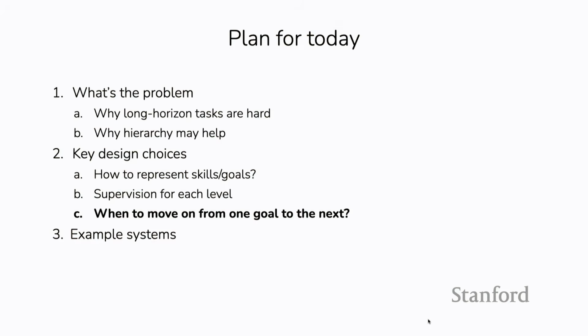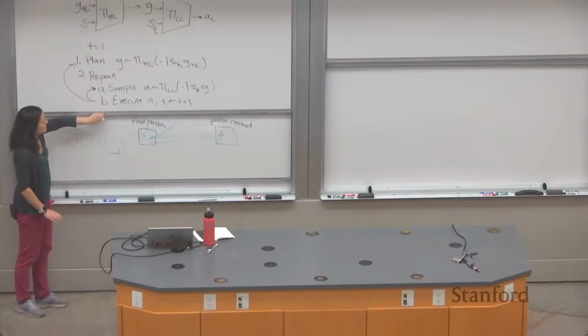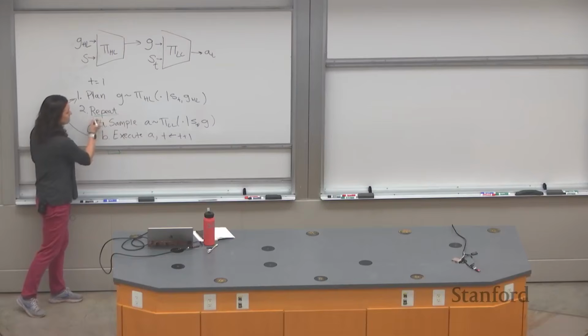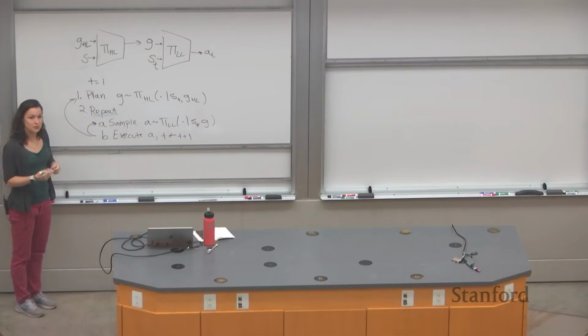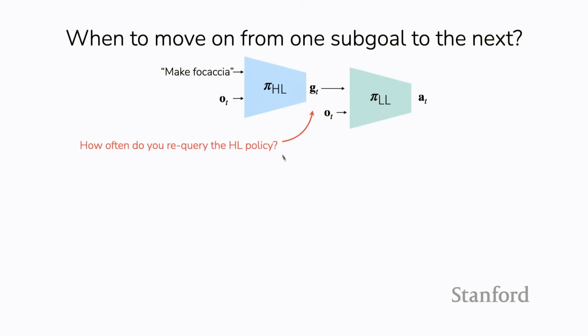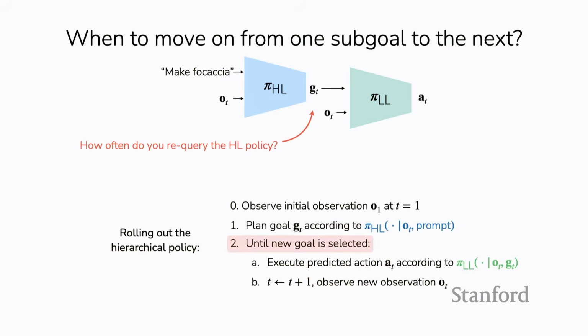Okay. The last key design choice that we haven't talked about yet is when to move from one task to another. So we outlined this process here, and we didn't really spend that much time thinking about how long you repeat sampling from your low-level policy to accomplish a goal. Essentially, it's how often do we requery a new goal from the high-level policy to pass to the low-level policy? So basically, yeah, this step right here.